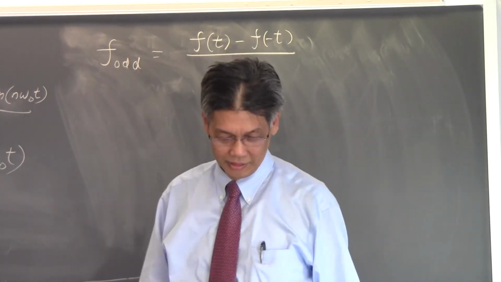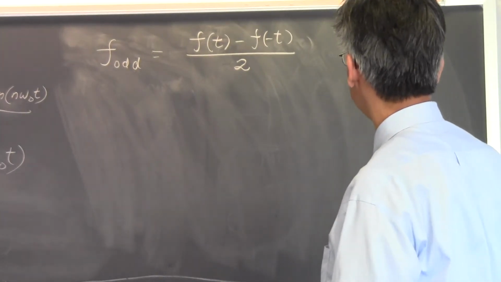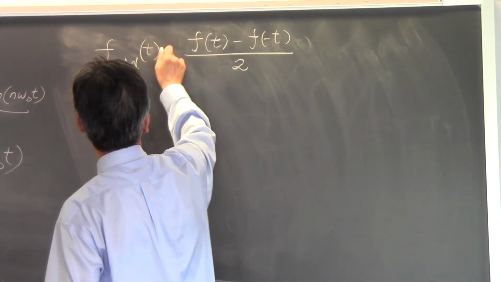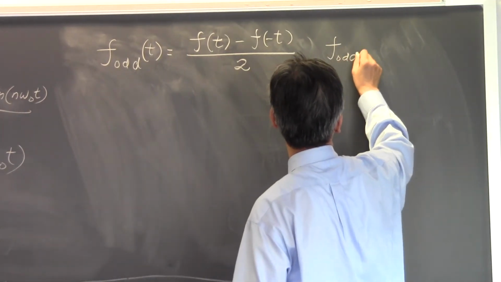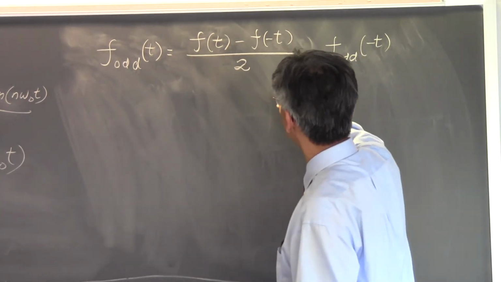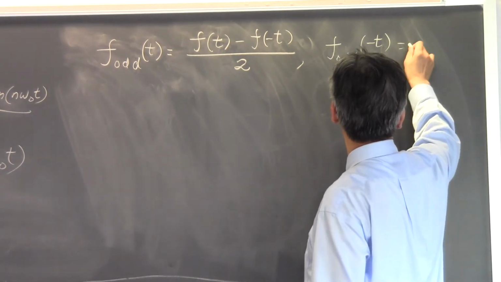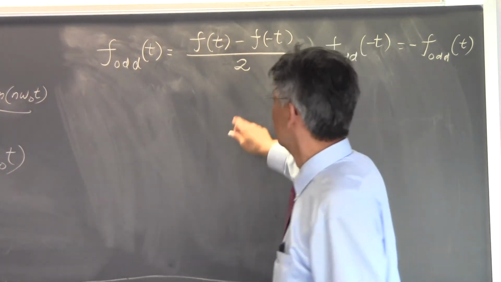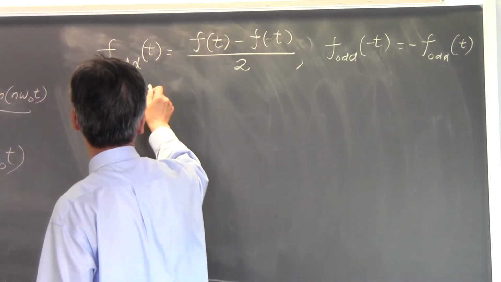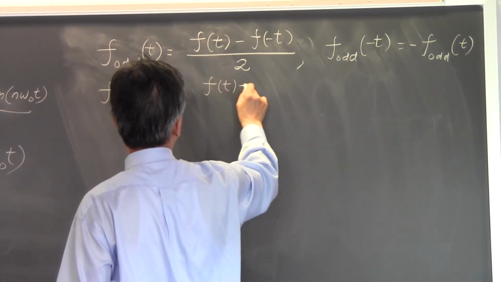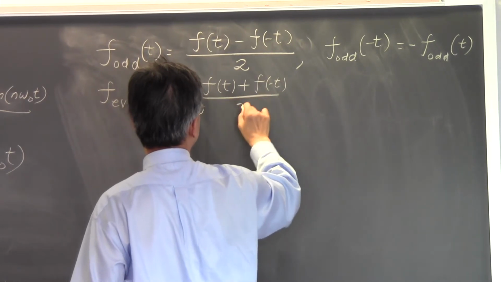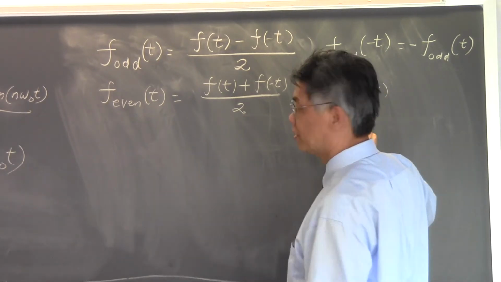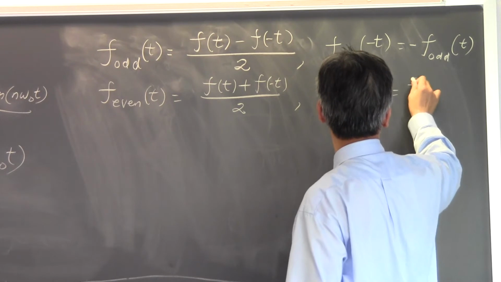If you take a function and subtract the function with a negative argument, you can convince yourself that this new function has the property that f odd of minus t, if you substitute minus t in here, you get f odd of t. Can you see that? You can pick up the even part of a function very easily. It will be f of t plus f of minus t over 2. And you can convince yourself very easily that if I change the sign of this argument, it just becomes itself.